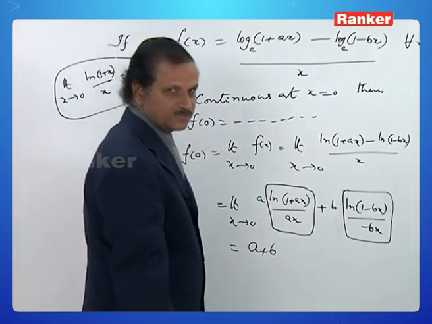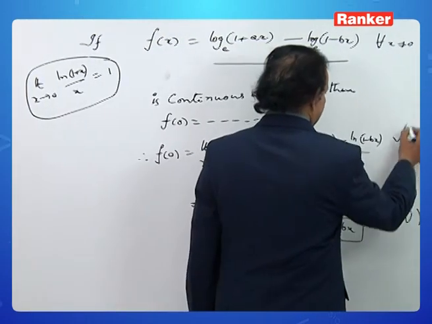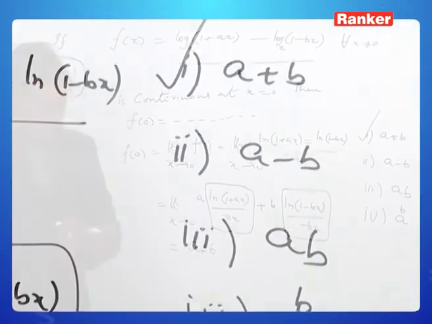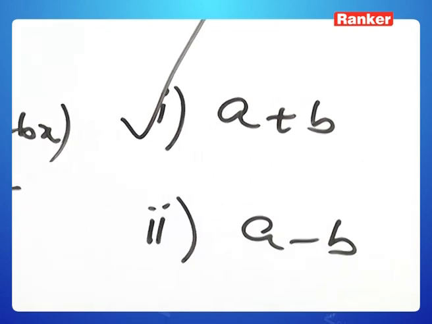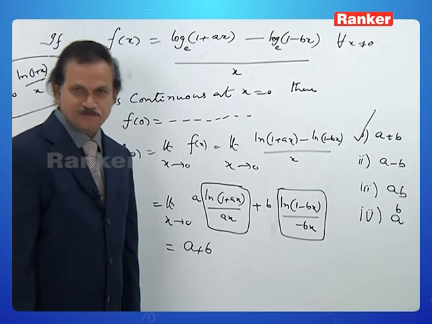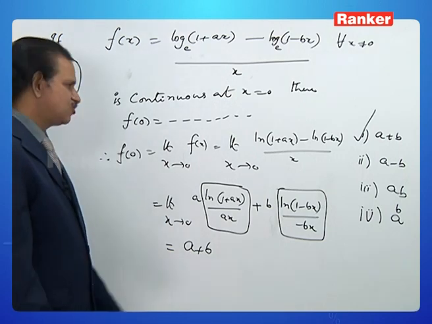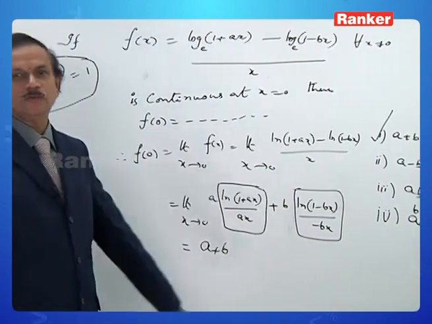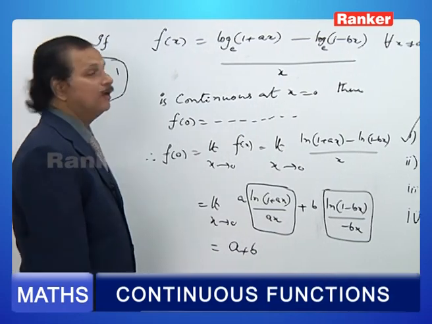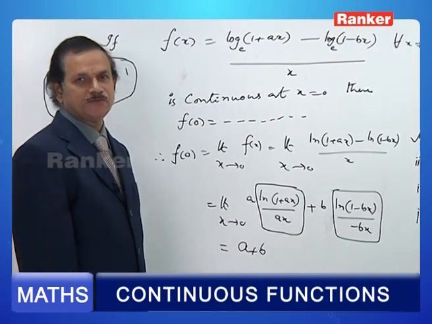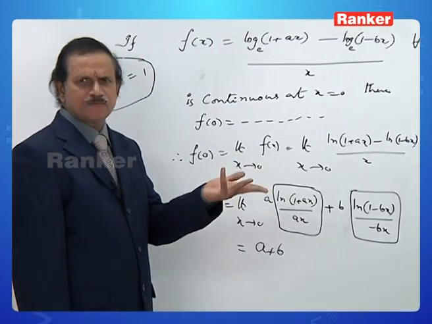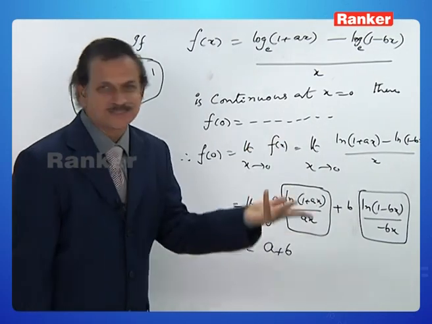What is the correct answer among the options? This is, of course, the correct option. Therefore, the right option is a plus b, the first option. As it is a famous question, I have traced all the options also here. This is the way in which we define f of 0 or f of 1 or f of 2, whatever he may ask.